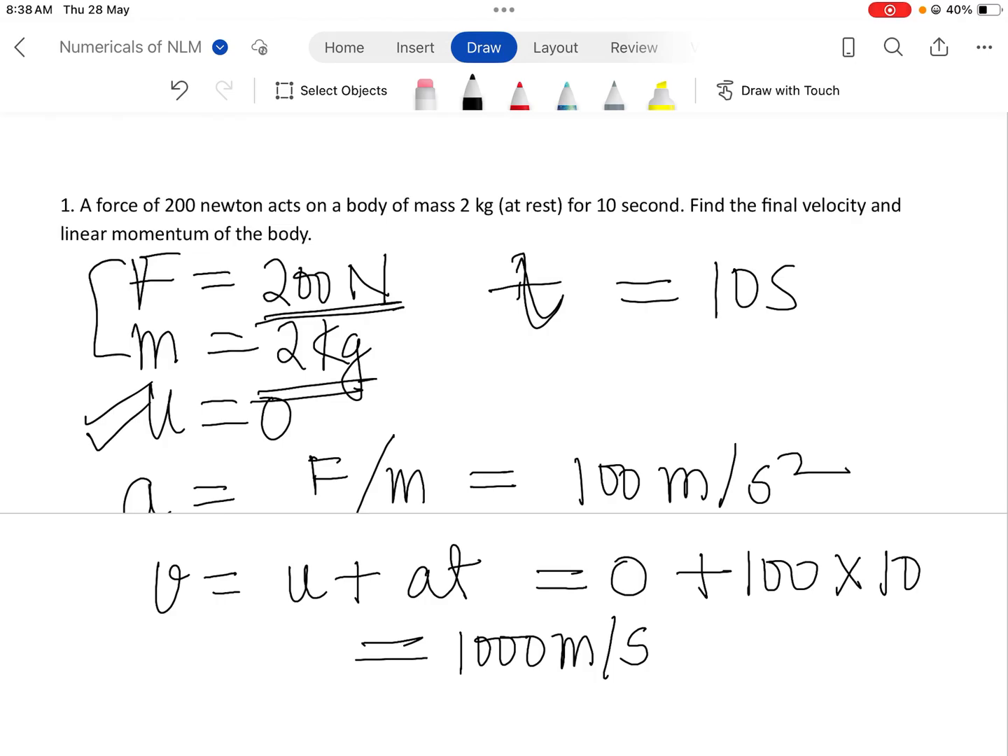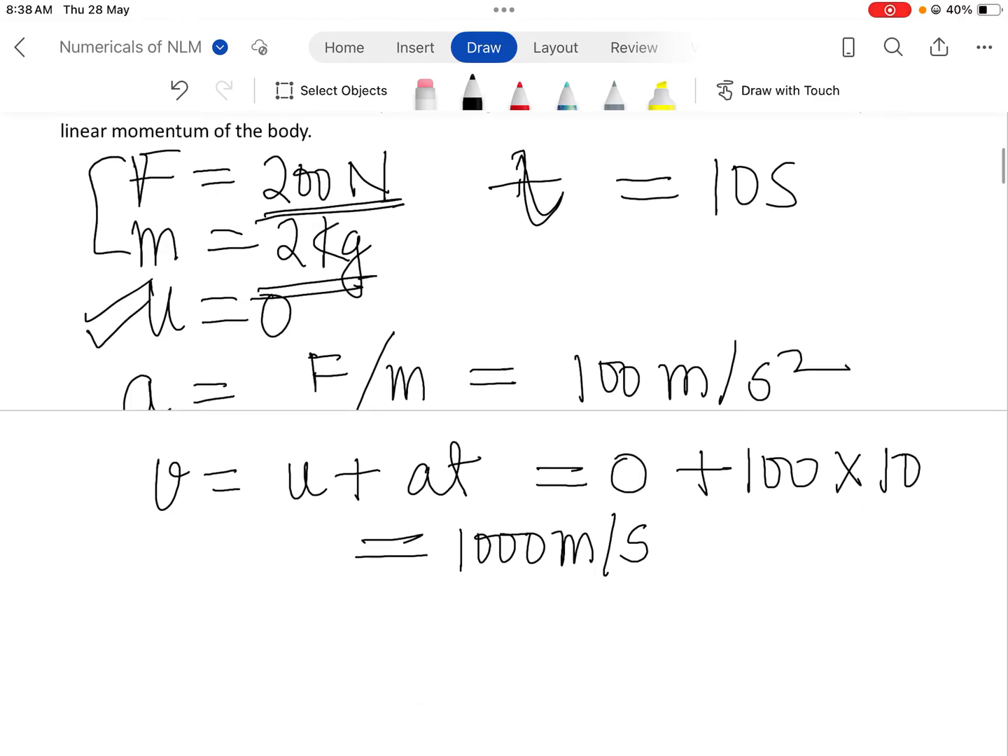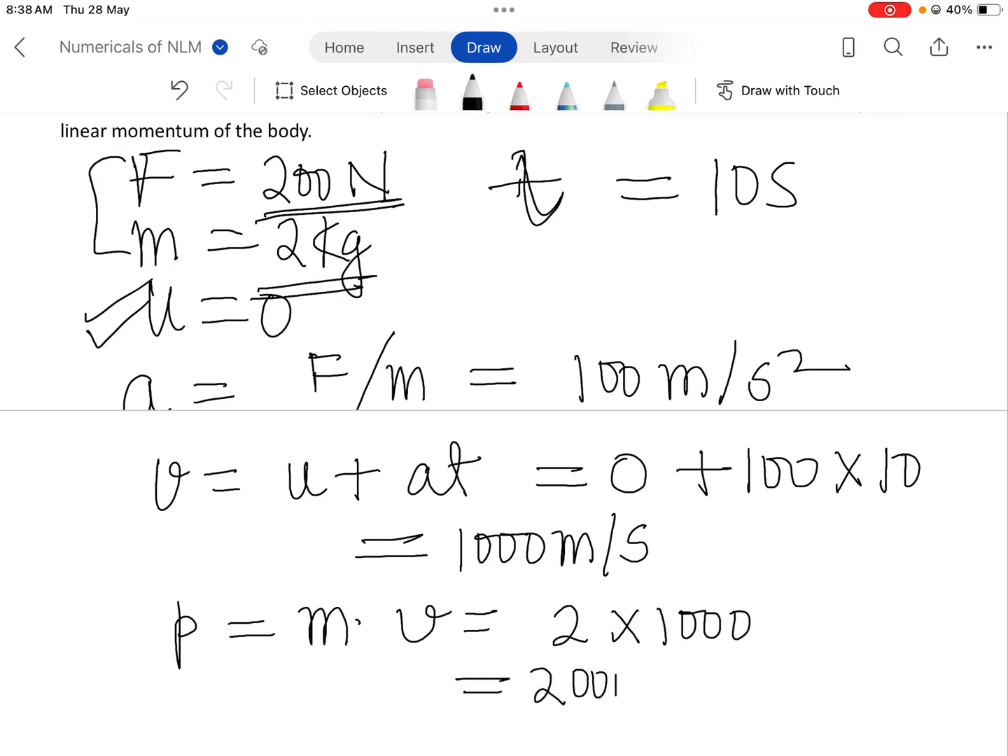So what will be the linear momentum? Linear momentum P equals M into V. M is given 2, V is given 1000, that is 2000 kilogram meter per second.